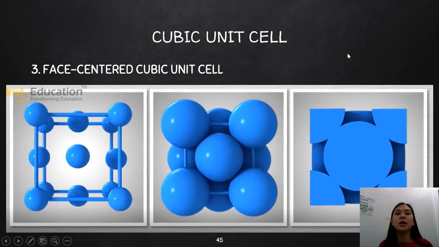Di ba? So as I said, cubic unit cell yung pinag-uusapan natin. Pero all of this, simple, body-centered and face-centered unit cell, is applicable to all types of unit cell. Mas madali lang po kasi siyang ma-imagine when we talk about a cube kasi it's the simplest shape that we have among all of the unit cells that are presented.